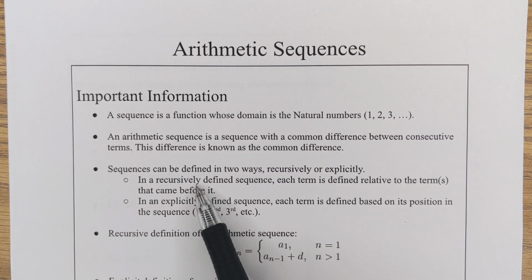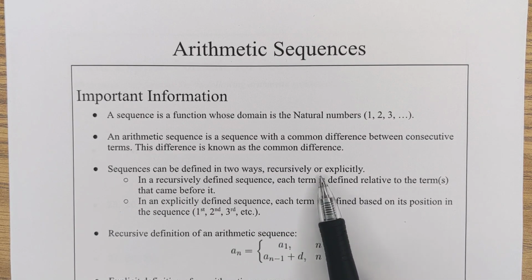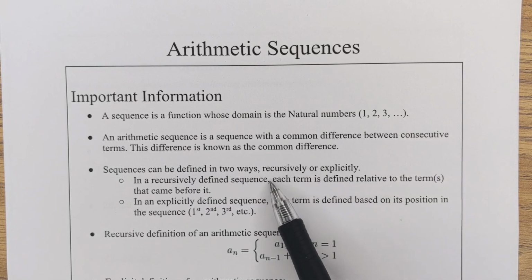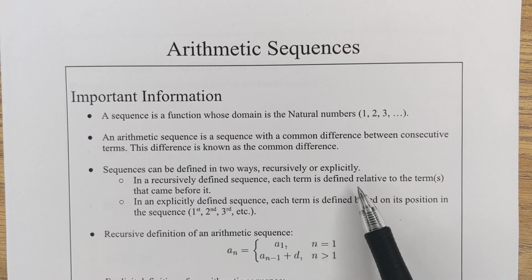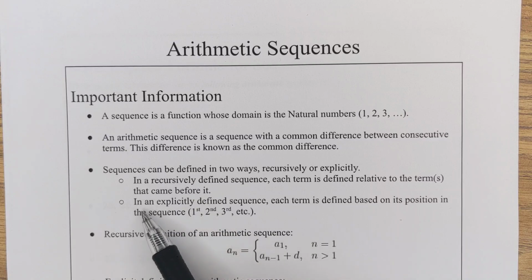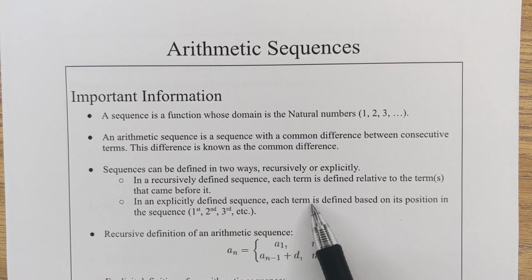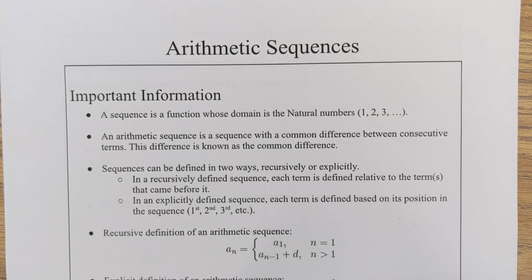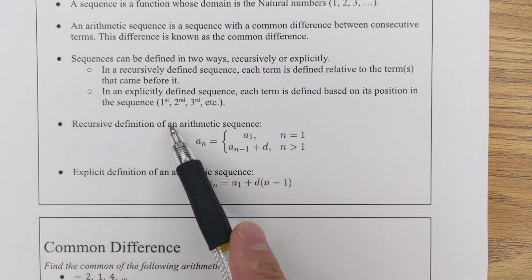In a recursively defined sequence, each term is defined relative to the terms that came before it. So the second number is something plus the first number. Same thing for the third to the second, and so on. Now, in an explicitly defined sequence, each term is defined based on its position: the first number, the second number, the third number, etc.